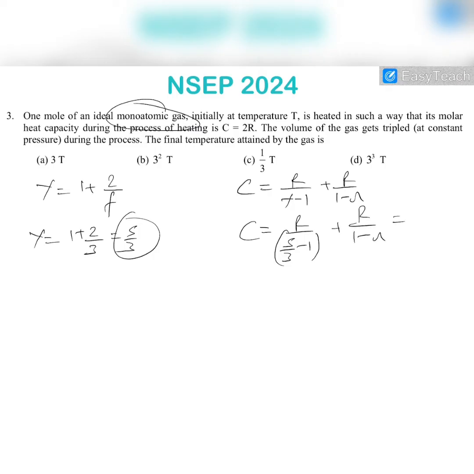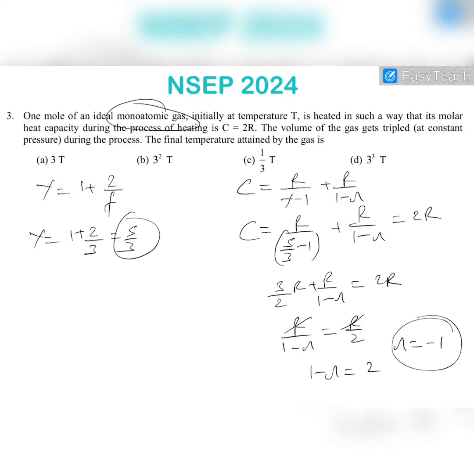Now C is equal to 2R, so this is 2R, and this is 3 by 2 R plus R upon 1 minus x is equal to 2R. So R upon 1 minus x is equal to R by 2, and 1 minus x is equal to 2, so x is equal to minus 1. And we know that for a polytropic process TV to the power x minus 1 is equal to constant.